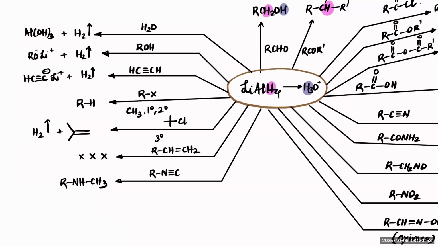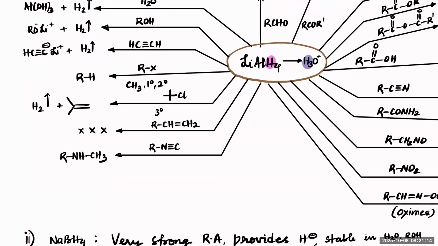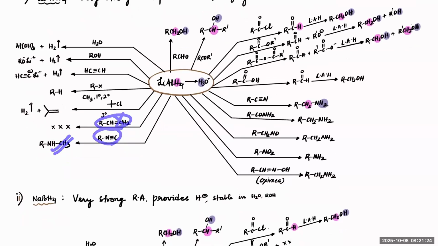Next, if you directly react with water, you will only get H2. If you react with alcohol, you will get H2. If you react with a hydrogen which is sufficiently polarized, that will also give H2. If you react with alkyl halide, whether it is methyl, 1 degree, or 2 degree, lithium aluminum hydride will give you alkane. Next, tert butyl chloride will give you alkene only. Alkene, no reaction. Isocyanide, you'll get secondary amines. Clear? So these are the reactions of lithium aluminum hydride.